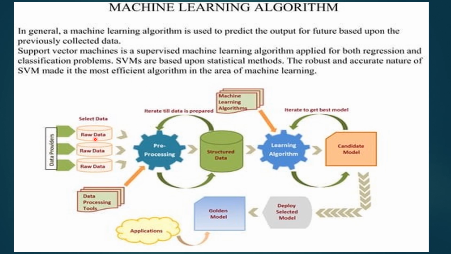So this is the raw data. Here we get pre-processing, the structure of the data, and the machine learning will allocate it to a learning algorithm and then iterate to get the best model from candidate models. So these are the things we come to learn in machine learning. The SVM plays a vital role. It's the most efficient algorithm we use.